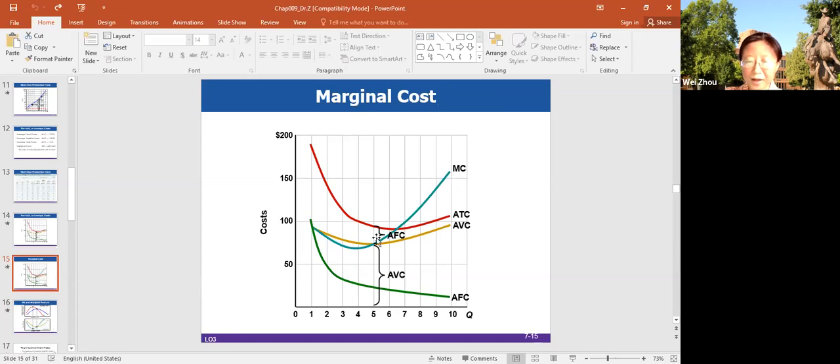We said if the additional is smaller than the average, the average goes down. If this additional marginal is greater than the average, the average goes up. So marginal cost crosses the minimum point for both average total and average variable. Okay. All right, that is the review so far.